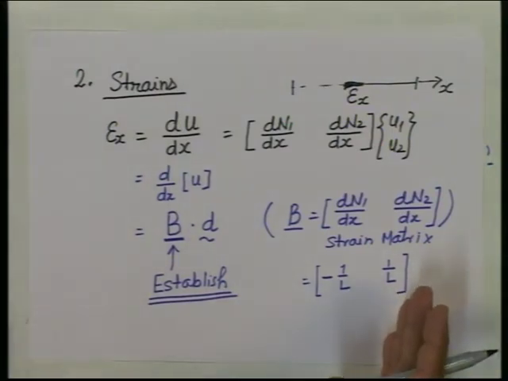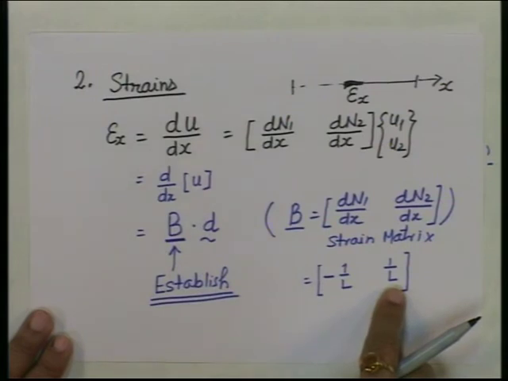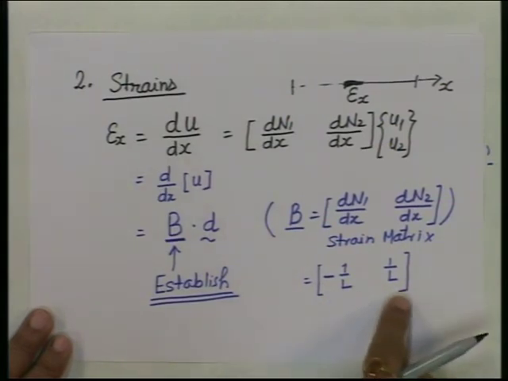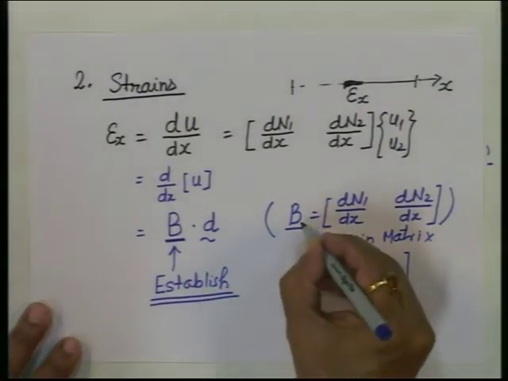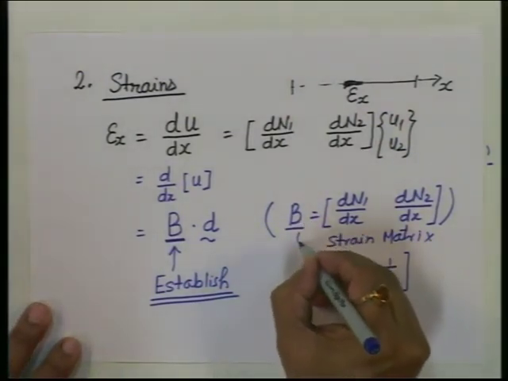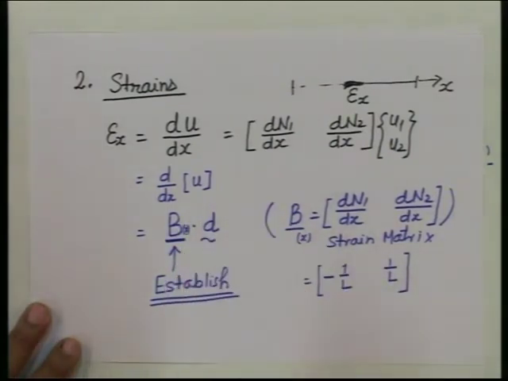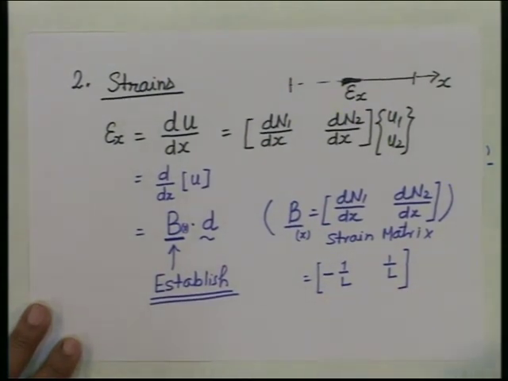It so happens that it is constant here, it need not be constant. Just because we are having a linear function, that is why it is a constant derivative. If it had been a quadratic function, d upon dx would not have been constant. So, this B matrix in general will be a function of x, it will be a function of space. Here, because of our linear assumption, it is constant.